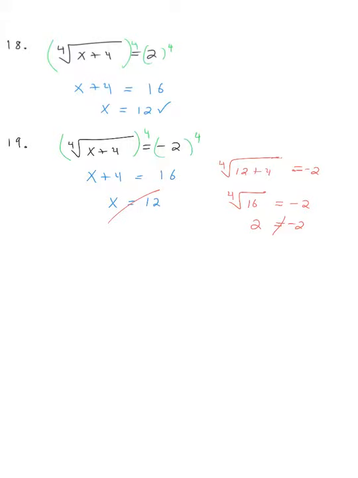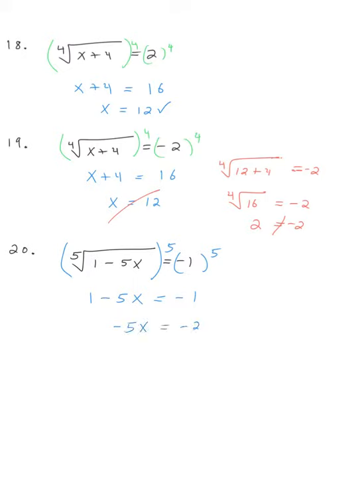And that brings us to our last problem, question 20. The fifth root of 1 minus 5x is equal to -1. You probably guessed it, my first step is going to be to raise both sides to the power of 5. On the left, I'm left with 1 minus 5x. On the right, I get -1. If I subtract 1 from both sides, I get -5x is equal to -2. And dividing both sides by -5 gives me x is equal to 2/5.